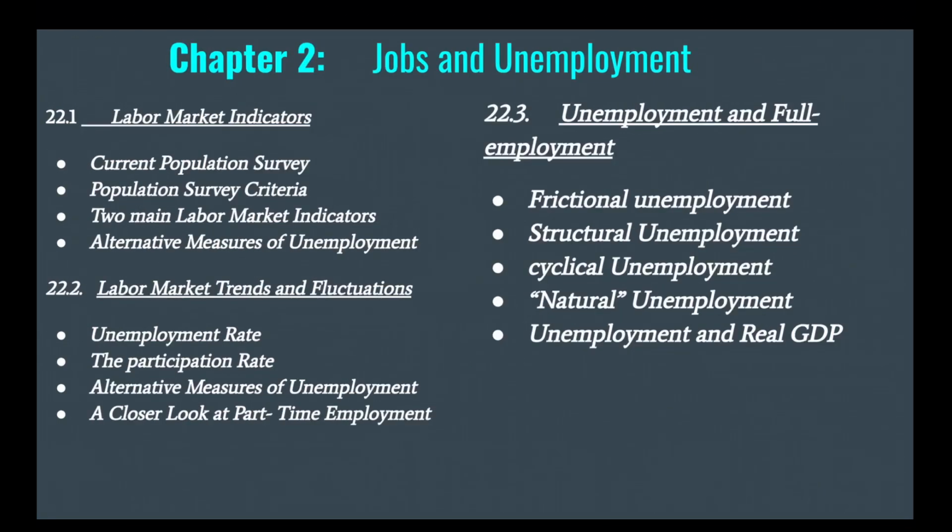Chapter 22, jobs and unemployment. 22.1, labor market indicators, current population survey criteria, two main labor market indicators, alternative measures of unemployment. 22.2, labor market trends and fluctuations, unemployment rate, the participation rate, alternative measures of unemployment, a closer look at part-time employment. 22.3, unemployment and full employment, frictional unemployment, structural unemployment, cyclical unemployment, natural unemployment, unemployment and real GDP.